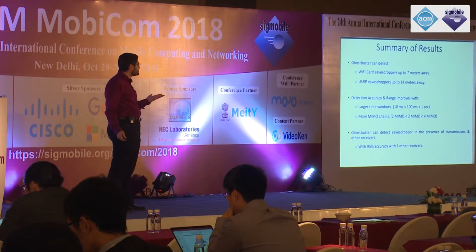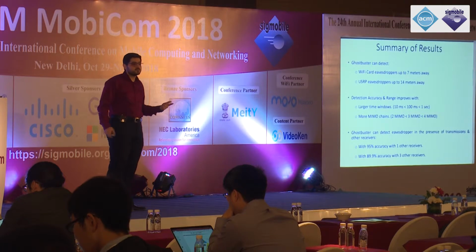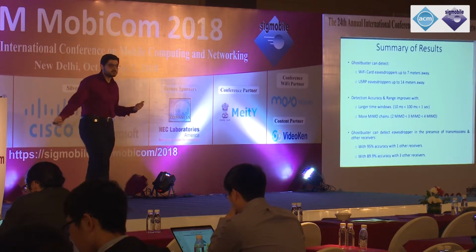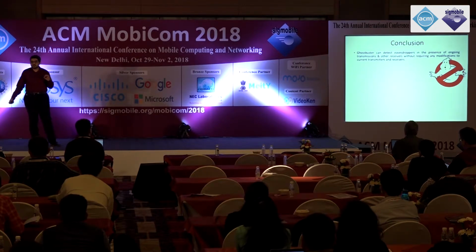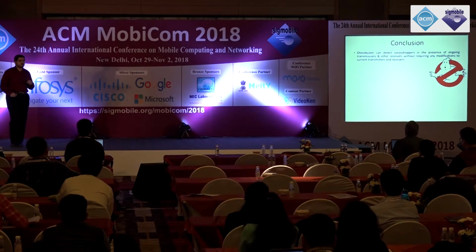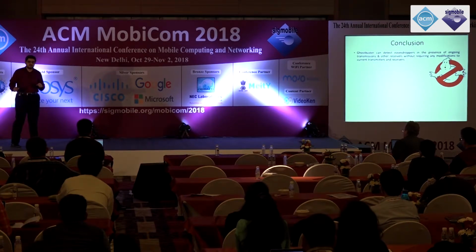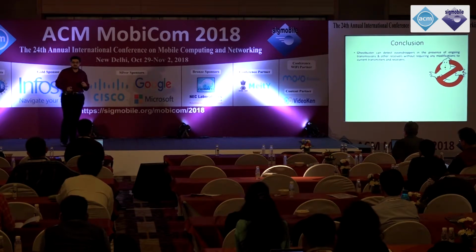eavesdropper is 95% with 1 receiver and 89.9% with 3 other receivers out there. And so to conclude, I presented a system called Ghostbuster that can detect the hidden presence of eavesdroppers in the presence of ongoing transmissions and other receivers without requiring any modifications to the transmitters and receivers.